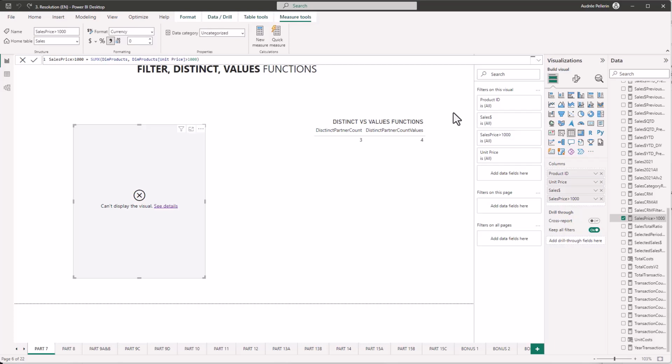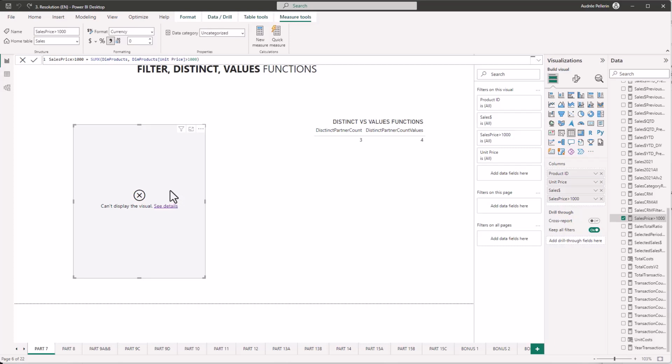We ended last video with a question. We wanted to know why the SUMX on the table DimProducts of the DimProducts unit price higher than 1000 was not a formula that would work. For example, what I did here is try to use this measure in a table visual and it doesn't work.